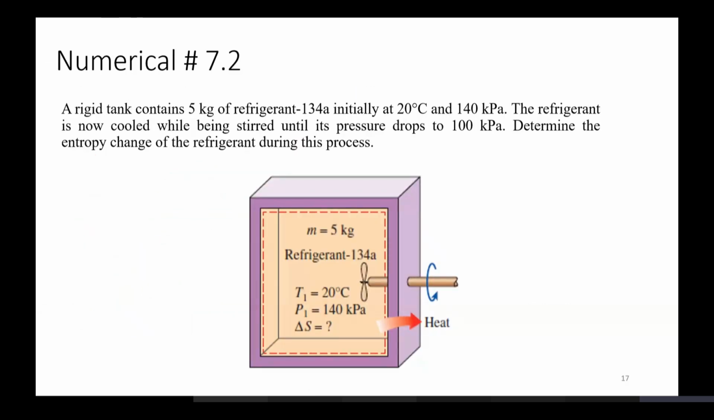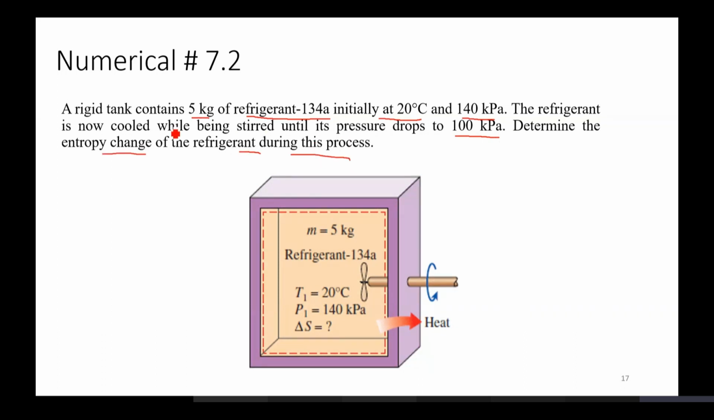Moving on, we have an example which says that there is a rigid tank that contains 5 kg of refrigerant R134A initially at 20 degrees centigrade and 140 kilopascal. The refrigerant is now cooled while being stirred until the pressure drops to 100 kilopascal. Determine the entropy change of the refrigerant during the process.